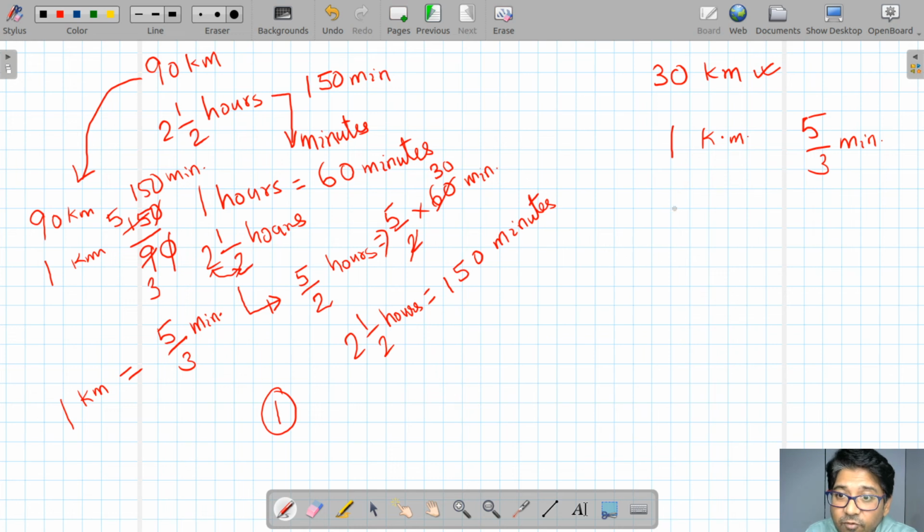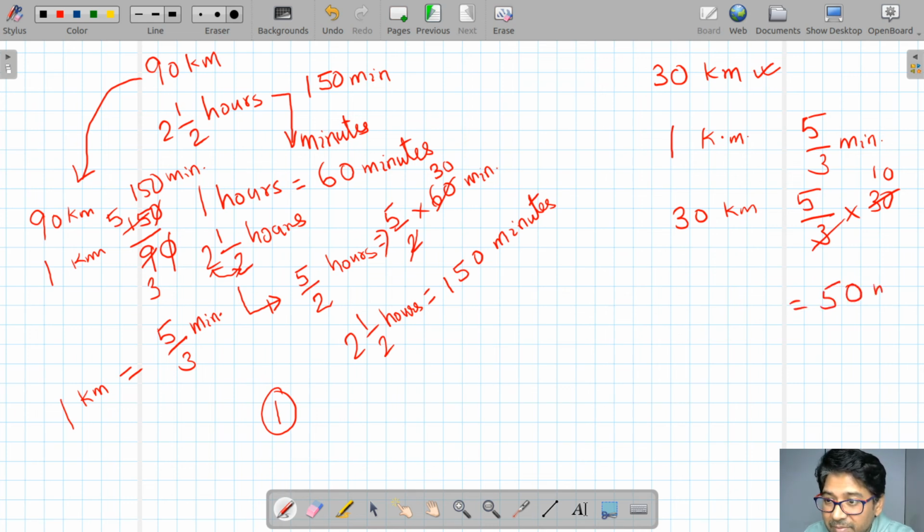Then for 30 kilometers, how many minutes? 5 by 3 into 30. That will be cancelled by 3 times 10, and this will be the answer, 50 minutes. So 30 kilometers can be traveled in 50 minutes.